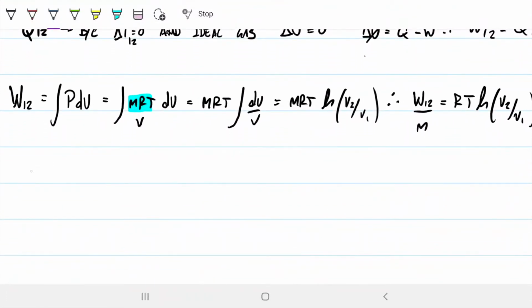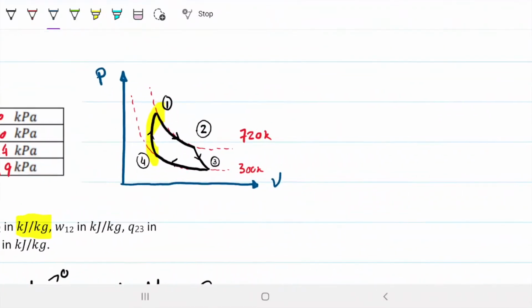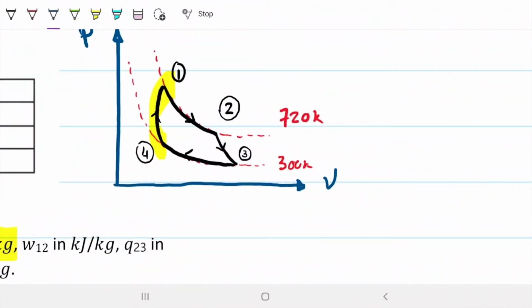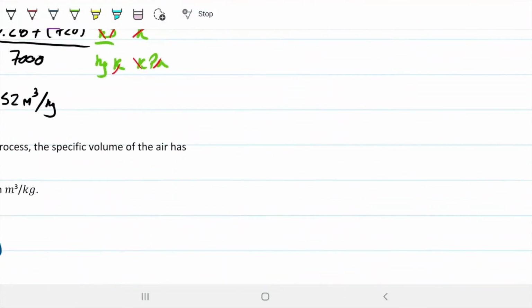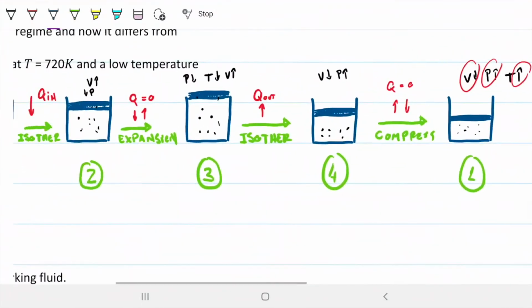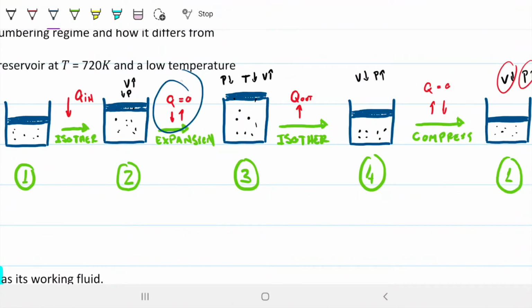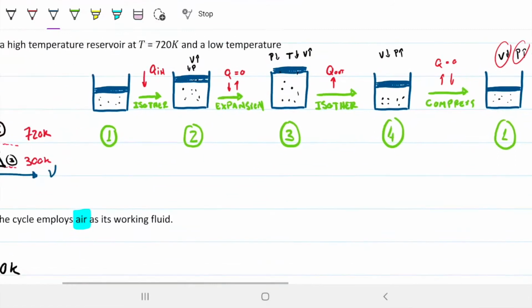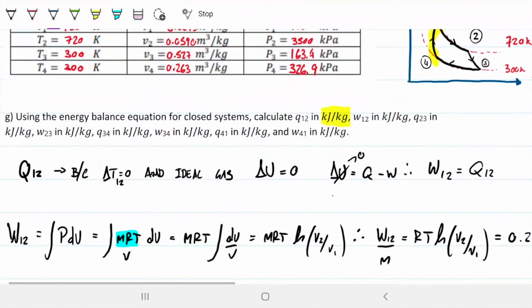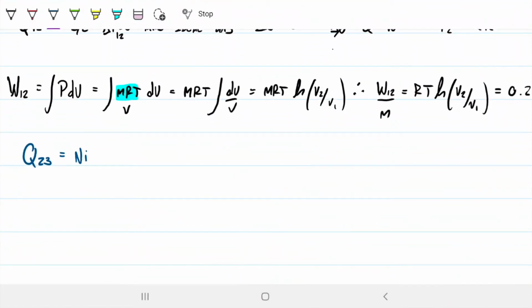Next one is Q2 to 3, that's this one here. I don't remember this process anymore. That's the isentropic one. Where's our drawing? There you go. 2 to 3, we have isentropic, adiabatic, so that's very easy for us to relate heat. So Q from 2 to 3 is 0, because adiabatic. Now we just need to relate the expansion to work from 2 to 3.